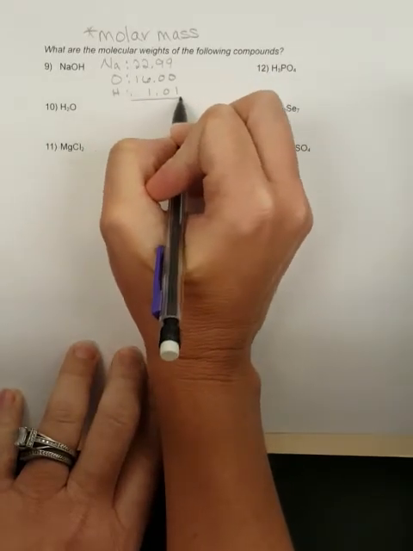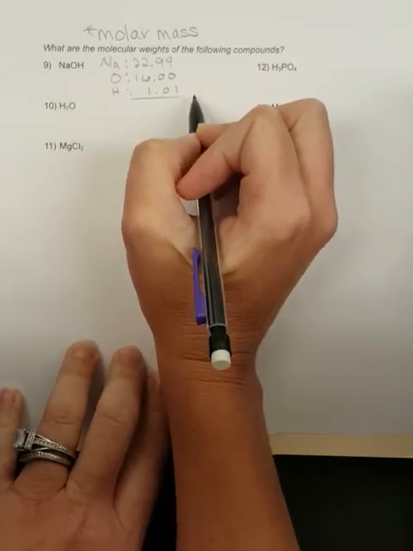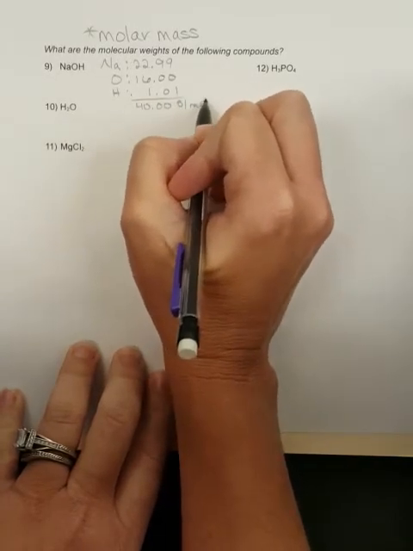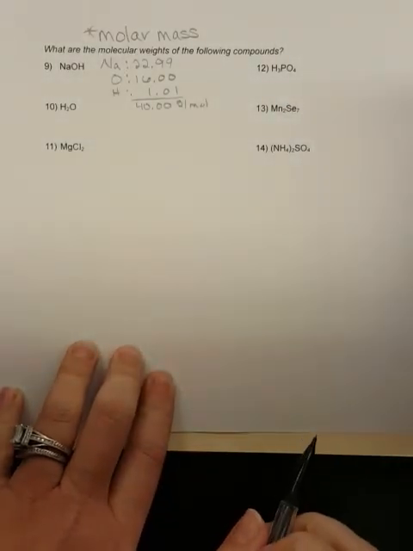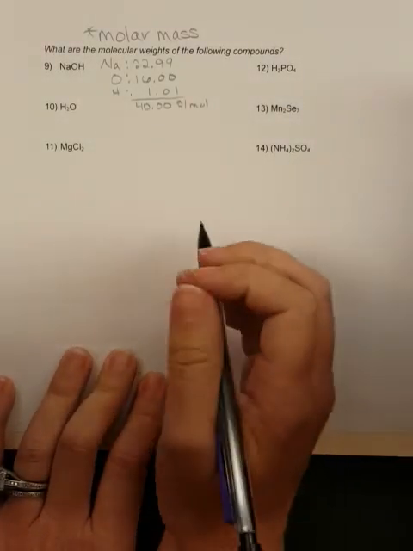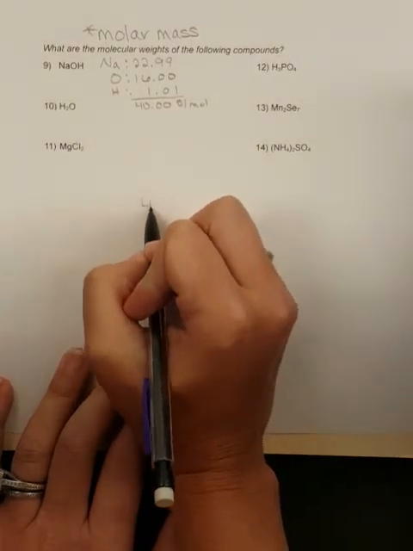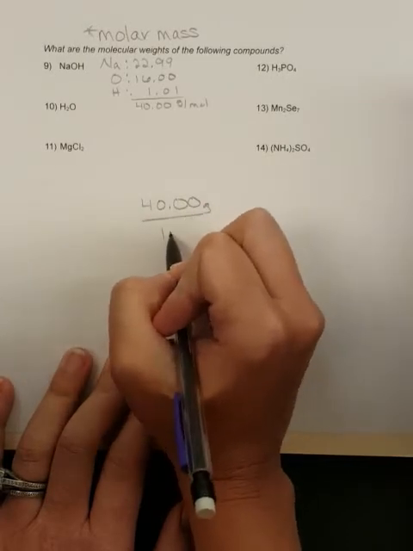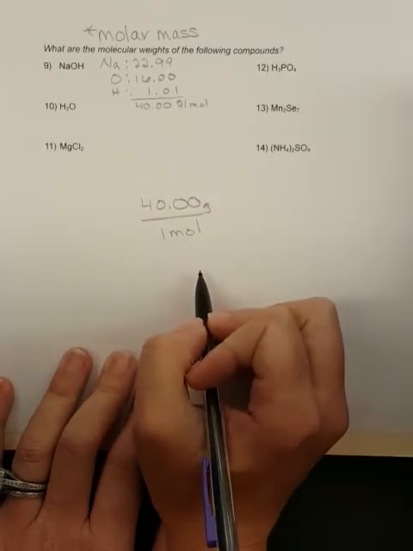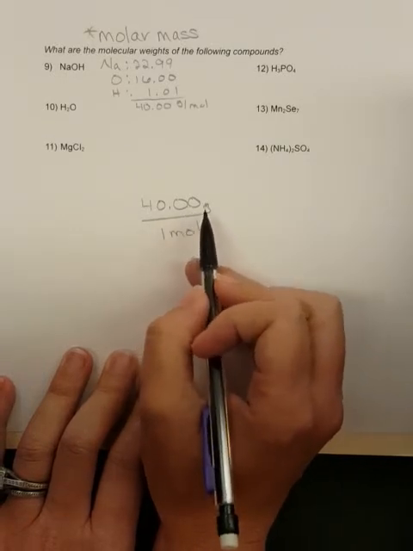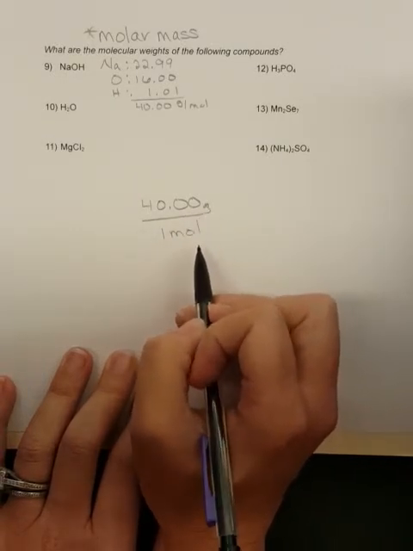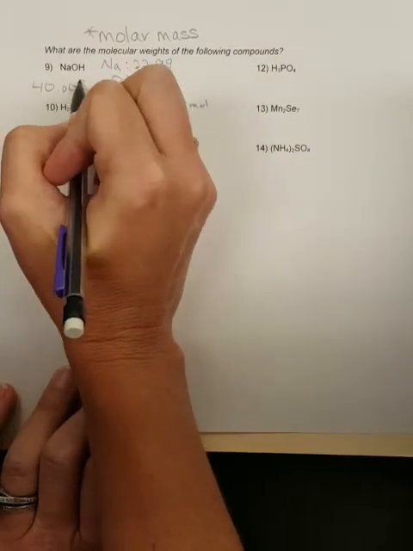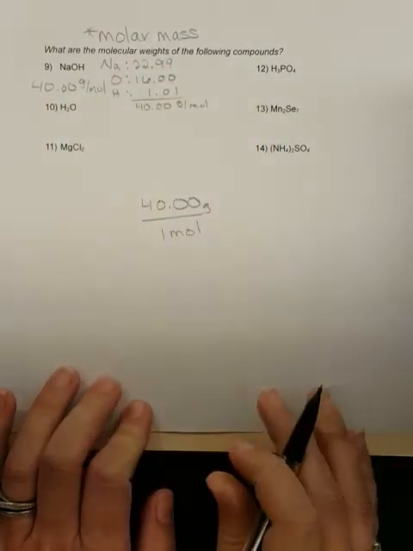So I'm going to add all 3 of these values together, and I get 40.00 grams per mole. When I write it like that, it's not very useful. But when I write it this way, I can now plug that into a T-chart. And this will help me convert from units of grams to moles, or go from moles to grams, because I can flip it. So our answer for number 9 is 40 grams per mole. Make sure you put grams per mole for your units for all of these.